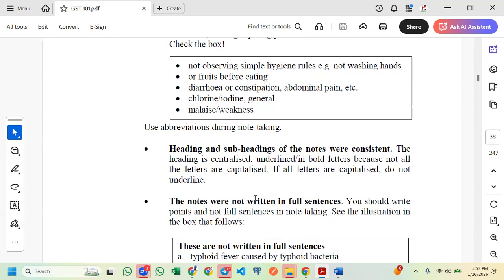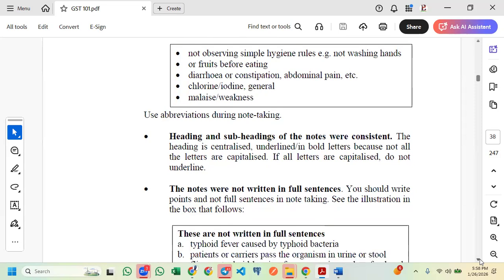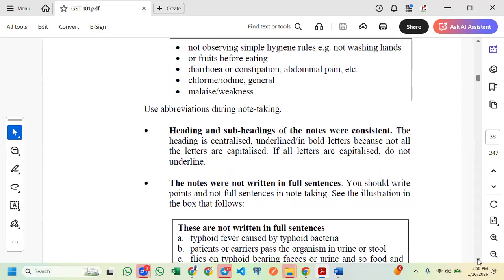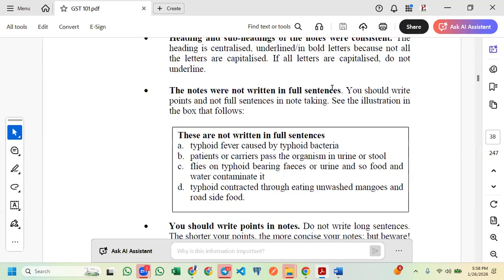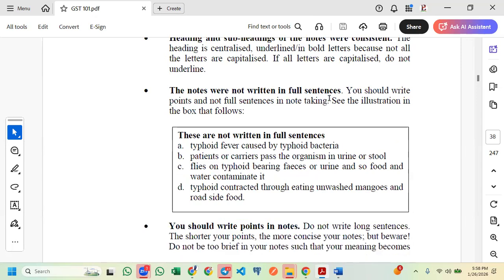If you are taking small letters throughout the note, take small letters for headings throughout the note and underline them. If you are taking capital letters, take capital letters throughout the note for headings and subheadings, and don't underline them. So when it's capital letter, you don't underline. When it's small letter, you underline. But it's not proper to use capital letters in the first heading, then when the person moves to another subheading, you now use small letters and underline. It's not consistent. Use one consistent pattern. We've talked about removing irrelevancies, using abbreviations, and keeping headings and subheadings consistent. Now, the notes were not written in full sentences. You should write points and not full sentences in note taking. See the illustration in the box below.